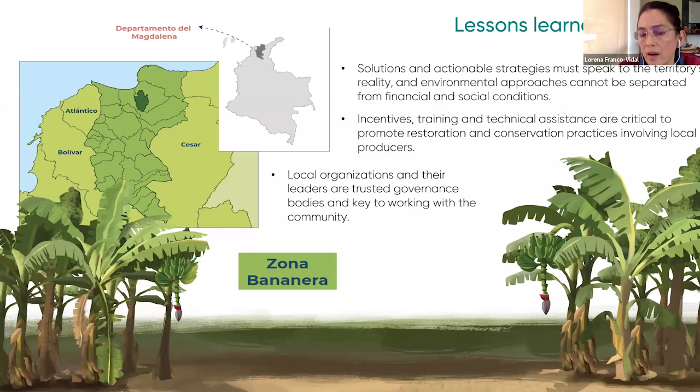Other lessons are that solutions and actionable strategies must speak to the territory's reality, and environmental approaches cannot be separated from financial, social, and cultural conditions. Incentives, training, and technical assistance are critical to promote restoration and conservation practices involving local producers. And local organizations and their leaders are trusted governance bodies and key to working with the community. This is really important. We worked with the Junta de Acción Comunal. I don't know the English name for that, but it's a kind of association coming from the root organization, and working with them is really important for any initiative.